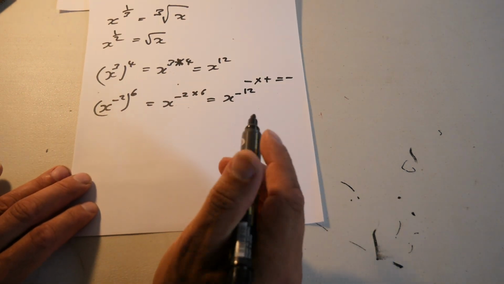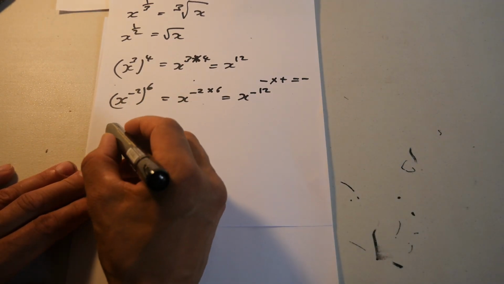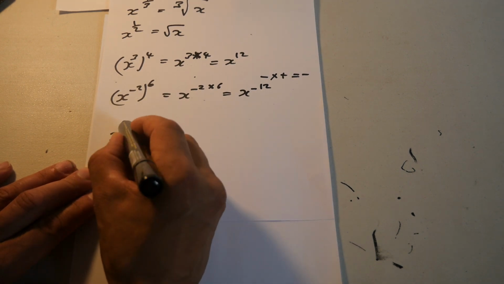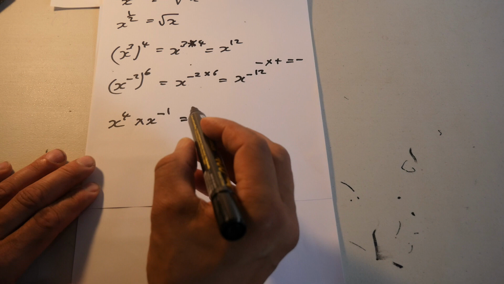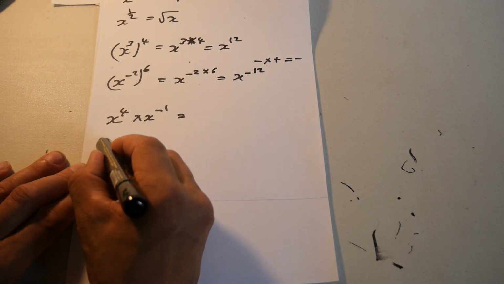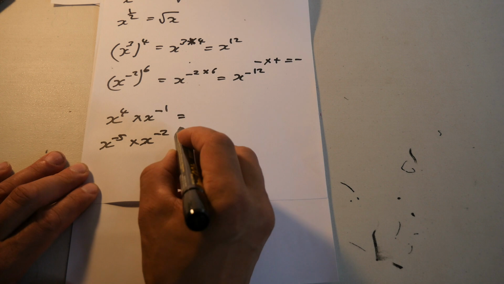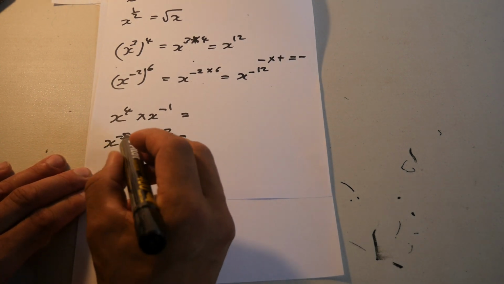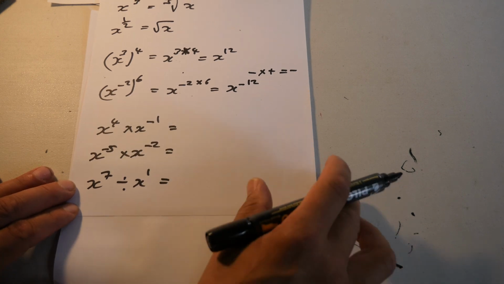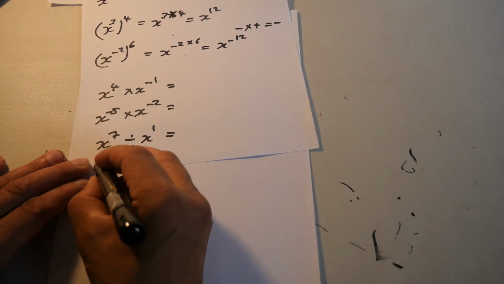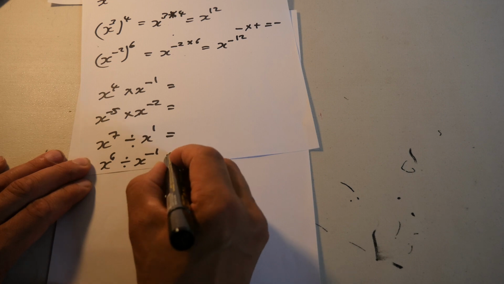Right, so some problems to practice, if you want to try: x to the 4 times x to the minus 1, what's that equal to? And x to the minus 5 times x to the minus 2, what's that equal to? And x to the 7 divided by x to the 1, what's that equal to? And another one, x to the 6 divided by x to the minus 1, what's that equal to? Okay?